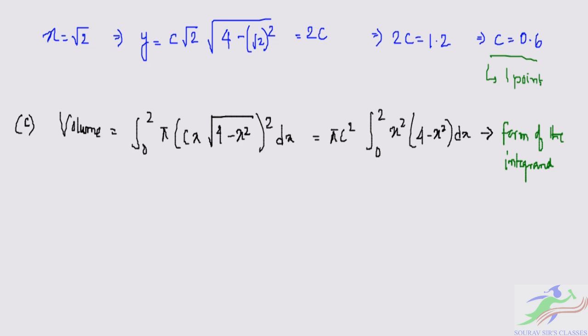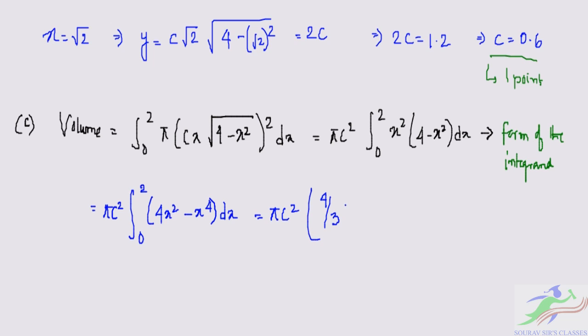Now solving this, we have pi c square times the integral from 0 to 2 of 4 x square minus x to the power 4 dx. So which can be written as pi c square times 4 by 3 x cube minus 1 by 5 x to the power 5, from 0 to 2. So this is the antiderivative we are finding.